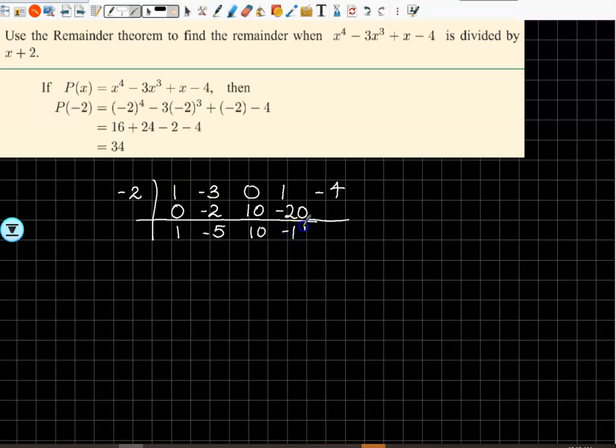Sorry, minus 19. We multiply, we get 38. And lo and behold, what is our remainder here? 34. So you can by all means just sub as they have done here. You can also use your synthetic division to get the remainder.